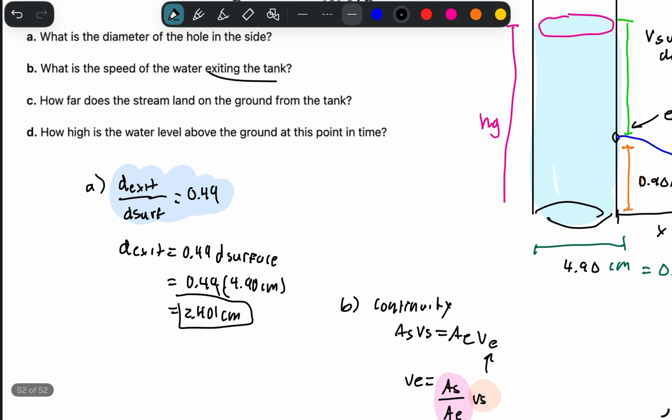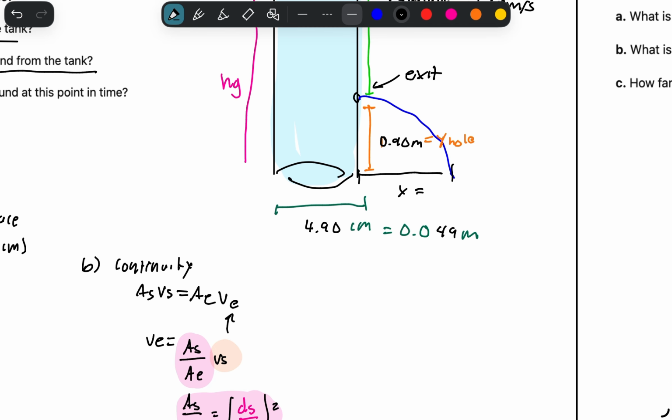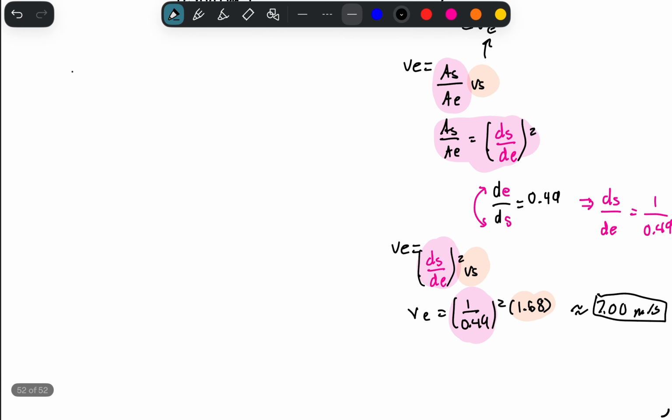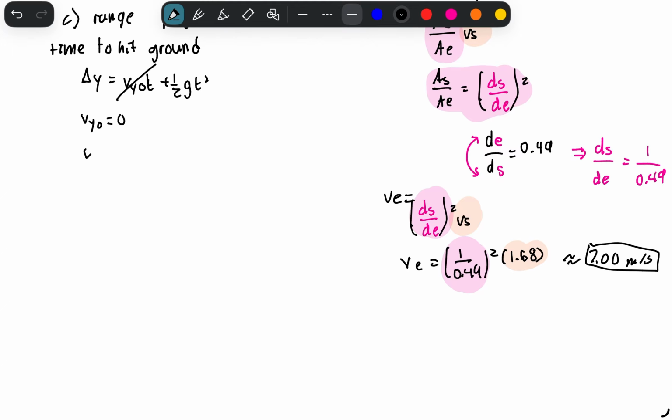We're also asked, how far does the stream land on the ground from the tank? So again, we want to get what our x is, our range. Like earlier, this is still going to be a projectile. So you have to find the time to hit the ground. Time to hit the ground, we use delta y equals vy initial t plus 1/2 g t squared. We know vy initial is equal to 0, so that whole term cancels out.